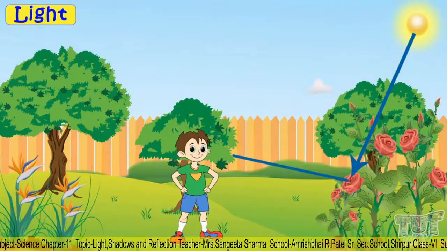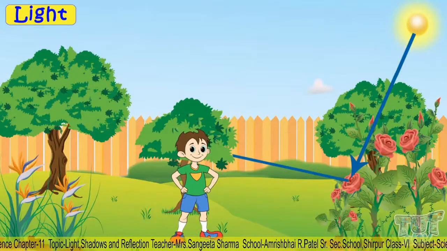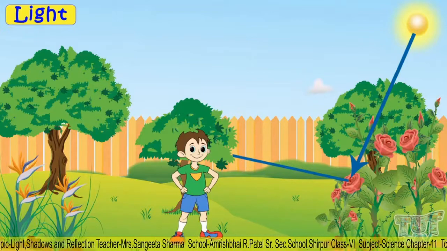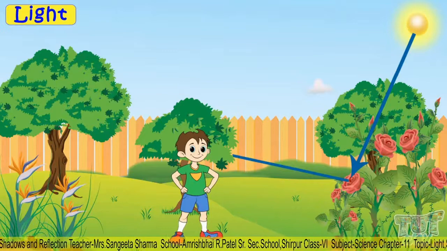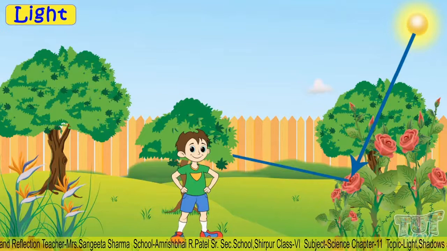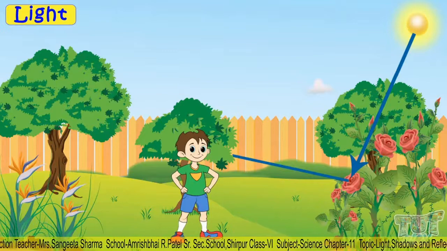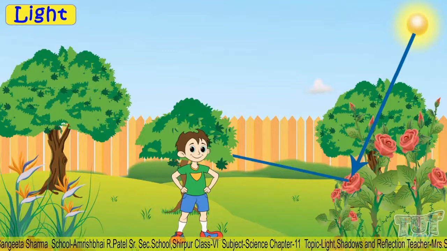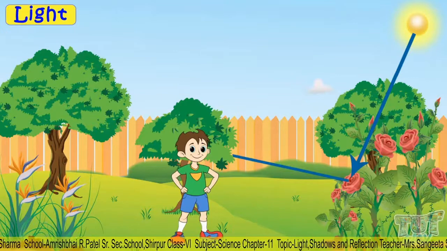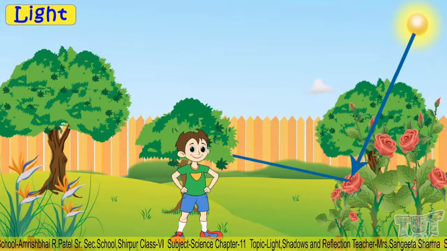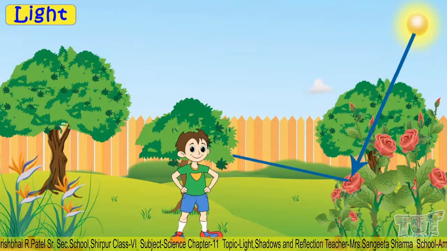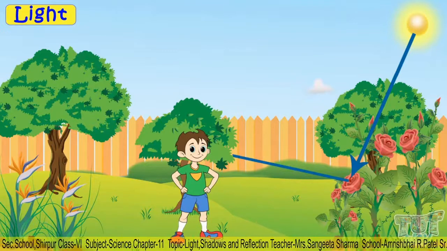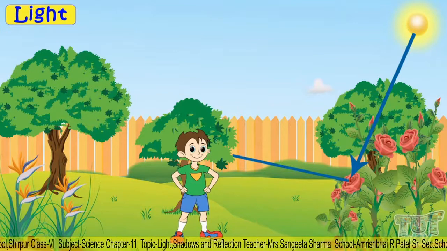In this picture, you can see that the light of the sun is falling on the plant, or we can say on the flower. The flower reflects the light, and that reflected light reaches the eye of the boy, and thus the boy is able to see the flower. So if we are seeing non-luminous objects, meaning objects which do not have their own light, how are these objects visible to us? They are visible to us because they reflect the light of the luminous objects.